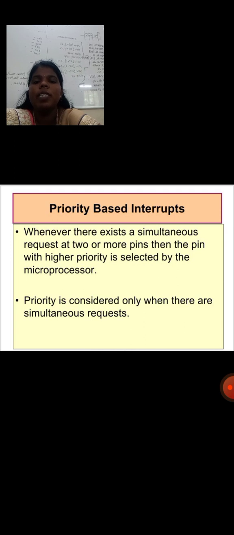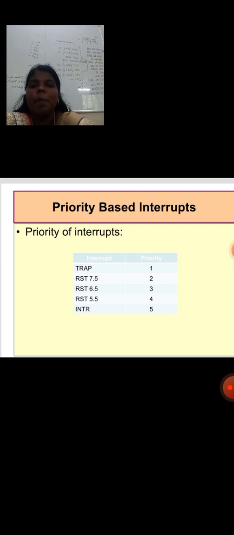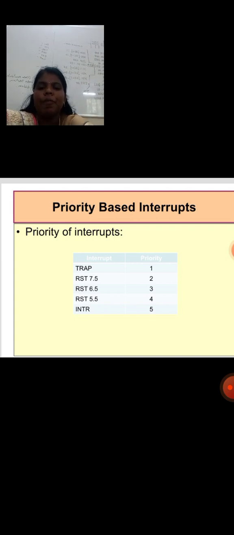This priority works only when there are simultaneous requests. This is priority based interrupt, that means priority of interrupts. TRAP has the highest priority, that is first priority. RST 7.5 has second priority. RST 6.5 has third priority. RST 5.5 has fourth priority. INTR is the fifth priority. This is all about the interrupts of 8085. Thank you.